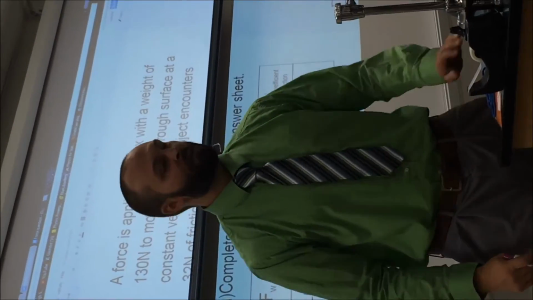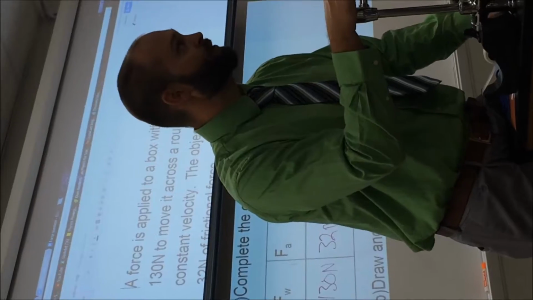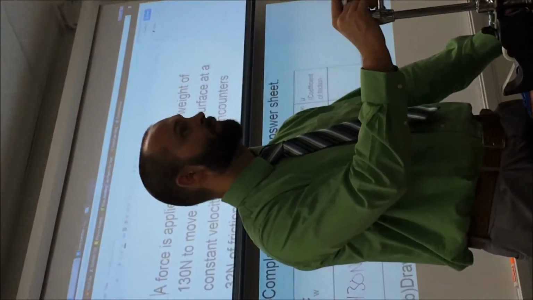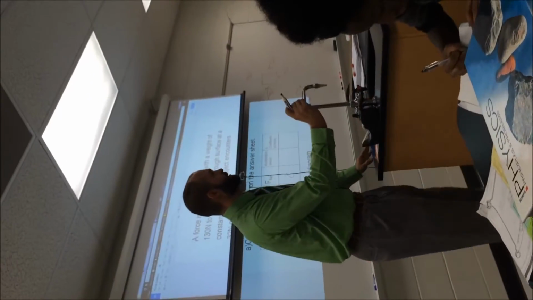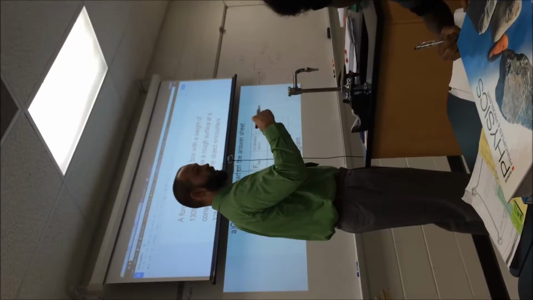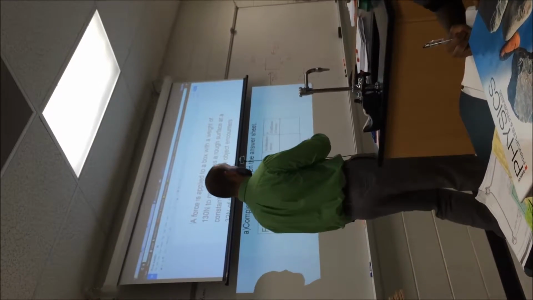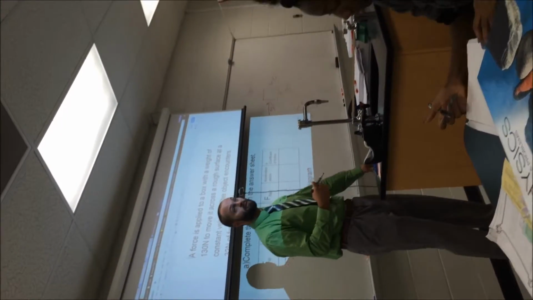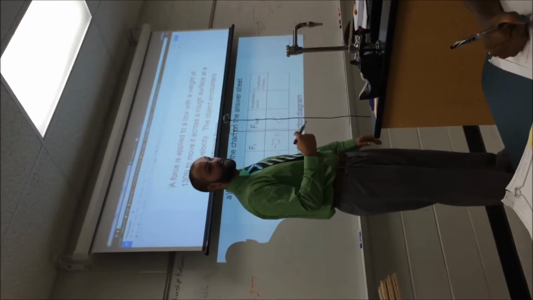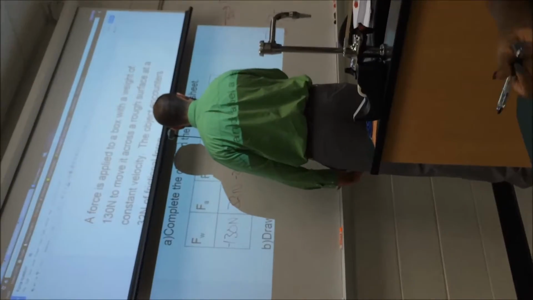If I have no acceleration, my net force has to be zero. That's Newton's first law again. An object in motion remains in motion in a straight line at a constant velocity unless acted on by unbalanced force. So if my forces are all balanced, my net force has to be zero. So do I have an acceleration? No. That one's really easy.